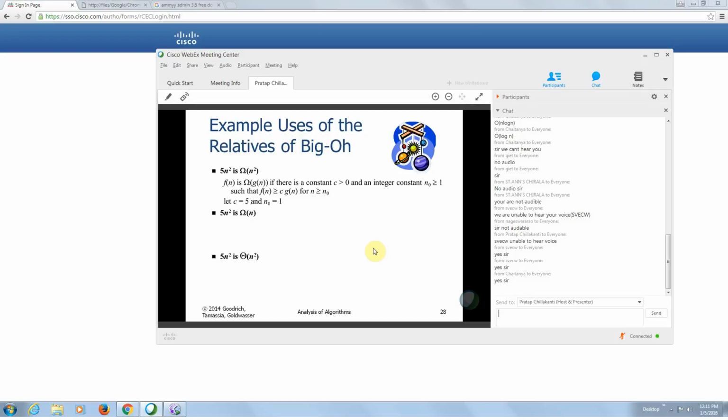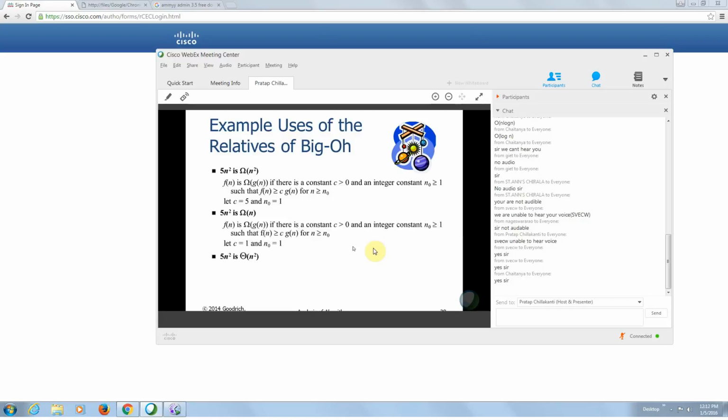Now, what does 5n squared is omega of n squared mean? f(n) is greater than or equal to g(n), right? So 5n squared is greater than or equal to n squared. Okay, now the second one, 5n squared is omega of n. If you look at c values and n0, remember this again goes back to one of the comments that was made earlier by one of the colleagues there, right? The values could be different.